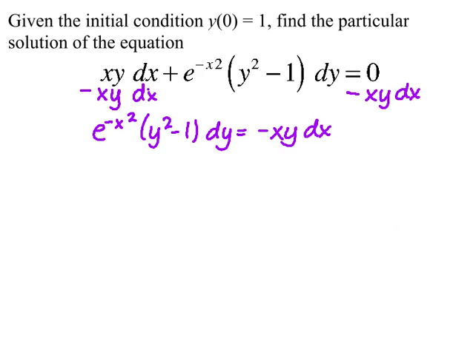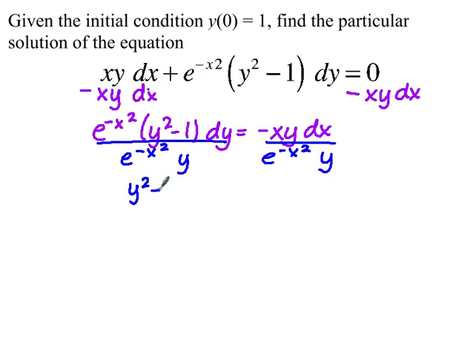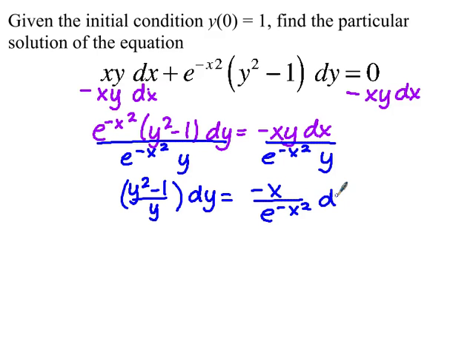So far I have dy on one side, dx on the other. So what I need to do is move over my e to the negative x squared, and I also have to move over my y. I basically did that in 2 steps. So really what ends up happening is I have (y squared minus 1) all divided by y, times dy, and that's going to equal negative x over e to the negative x squared dx.